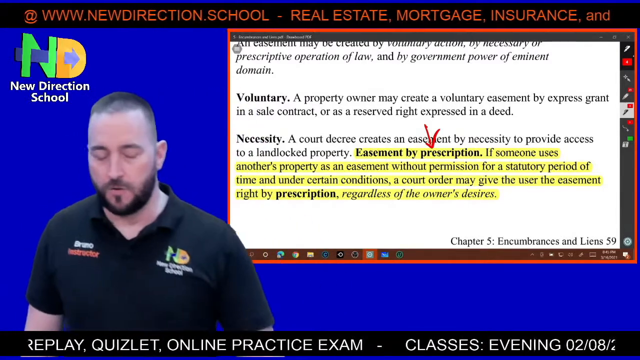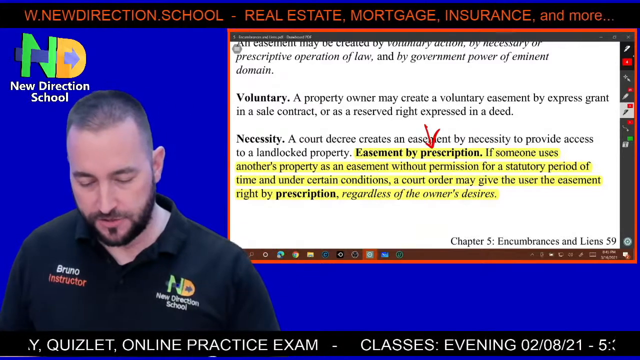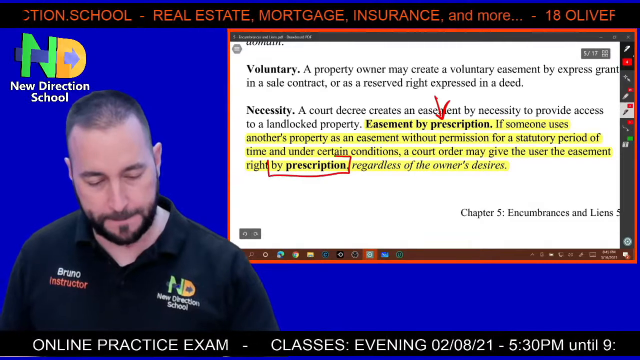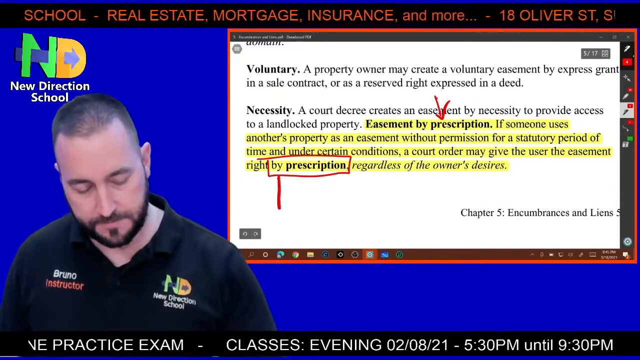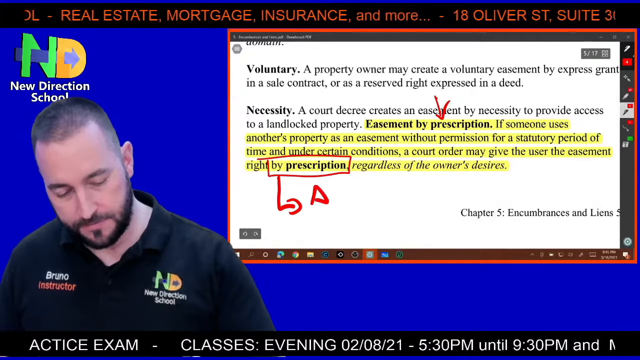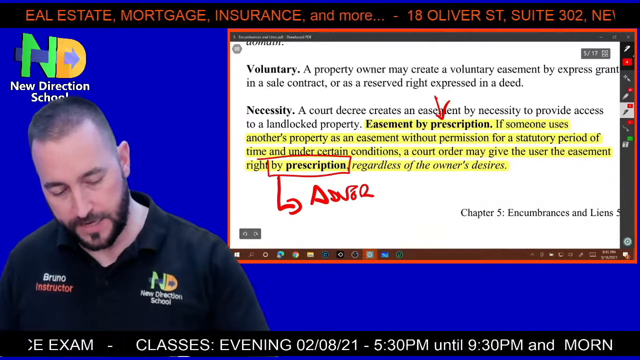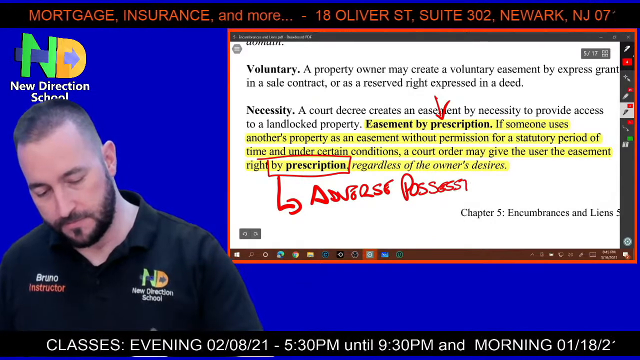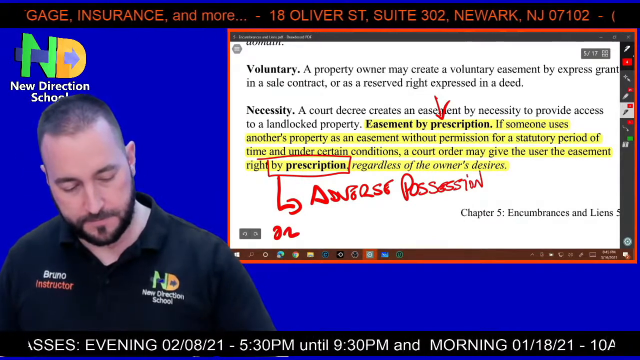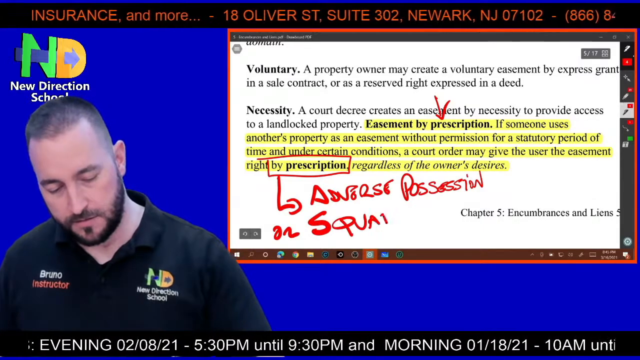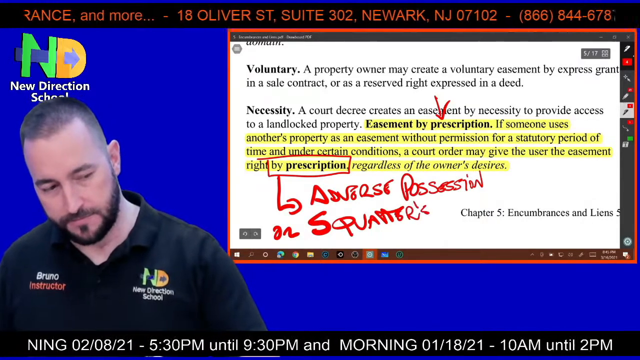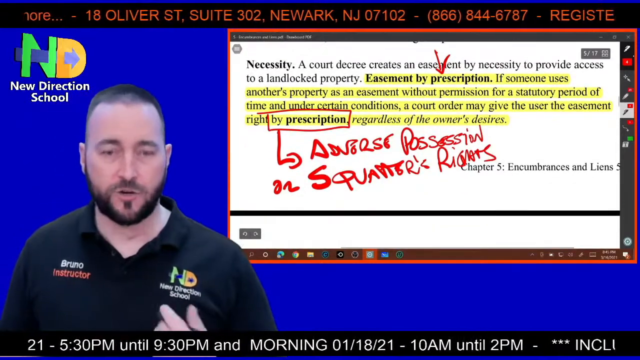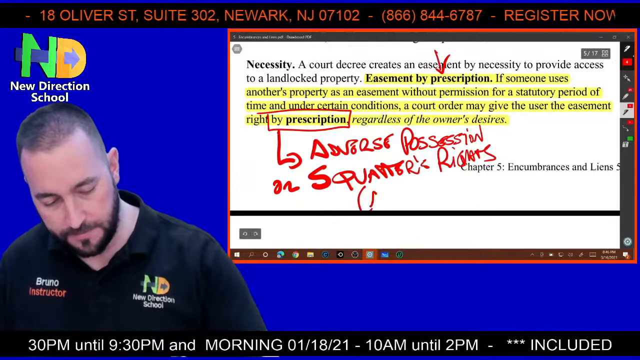Great. So what I want you to write here, easement by prescription, you're going to write adverse possession. That's another term for it. Adverse possession. Or squatters' rights. I call it abandonment claim.